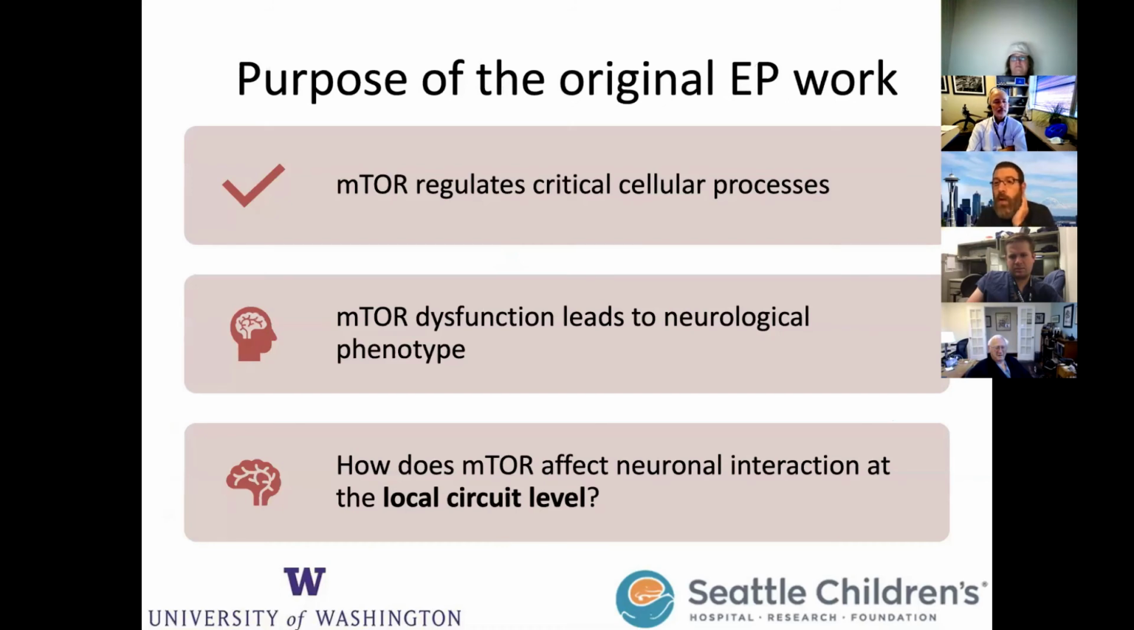So the overall overarching principles of the original electrophysiologic work, which I'm going to show you first, and we're going to get into the weeds a little bit with some cellular electrophysiology. I hope we don't get too into the weeds.